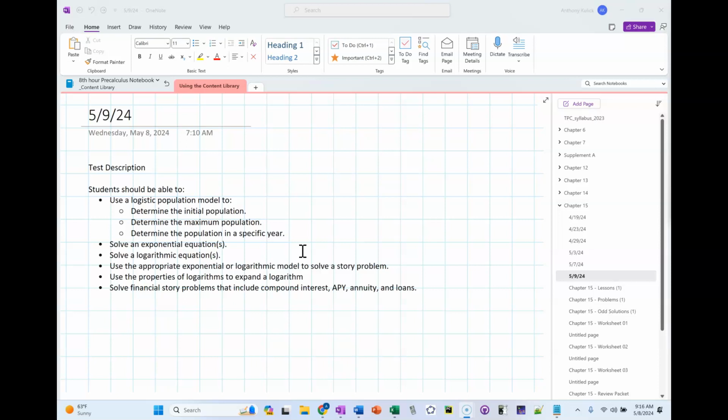You should be able to use the properties of logs to expand a logarithm. And you should be able to solve financial story problems that include but are not limited to compound interest situations, APYs, annuities, loans.